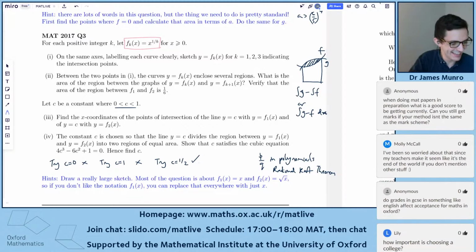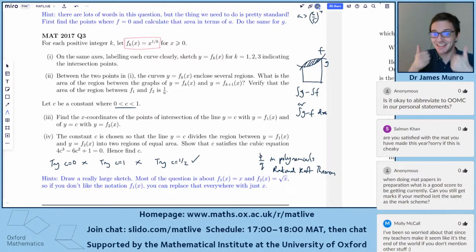Somebody else. Oh, the top one is, are you satisfied with the MAT you've made? Am I satisfied with the MAT I've made? Yes. I think it's a good maths paper. I think you're going to like it.